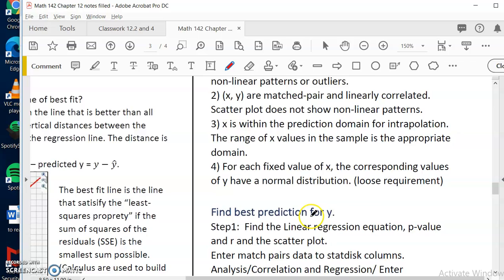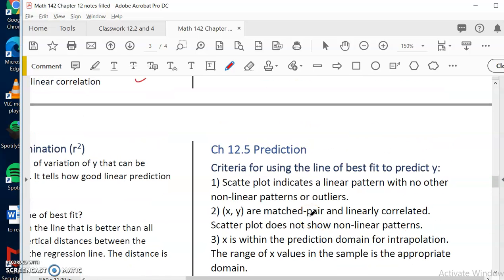Okay, so that's it. You just run the regression and correlation, and you will have that. So the next video is about prediction. Now that you have found your linear regression line, you can use it to predict y for a given x. So we'll do this in the next video.